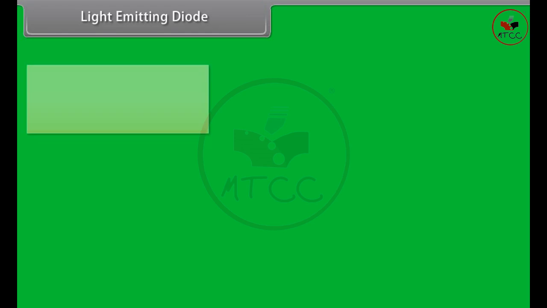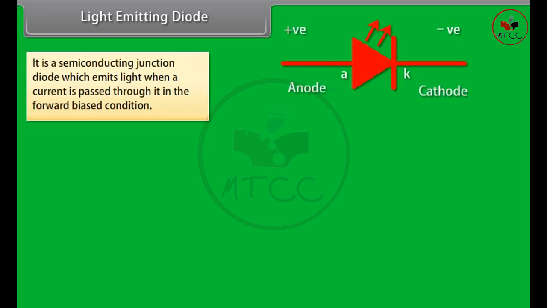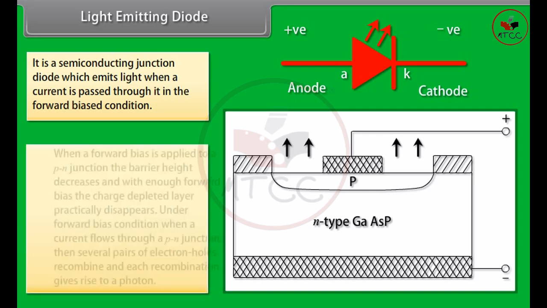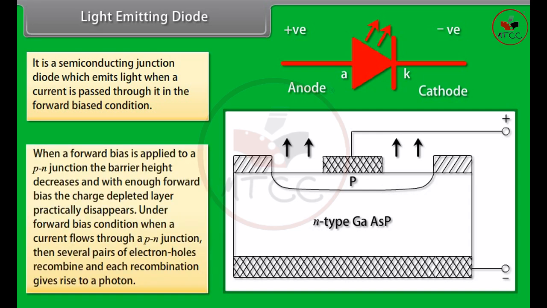Light-emitting diode. It is a semiconducting junction diode which emits light when a current is passed through it in the forward-biased condition. It is a p-n junction made of gallium arsenide, GaAs, or some other suitable semiconducting material. The p layer is made thin so that light energy may reach the charge-depleted region after traveling a very short distance. When a forward bias is applied to a p-n junction, the barrier height decreases, and with enough forward bias the charge-depleted layer practically disappears.